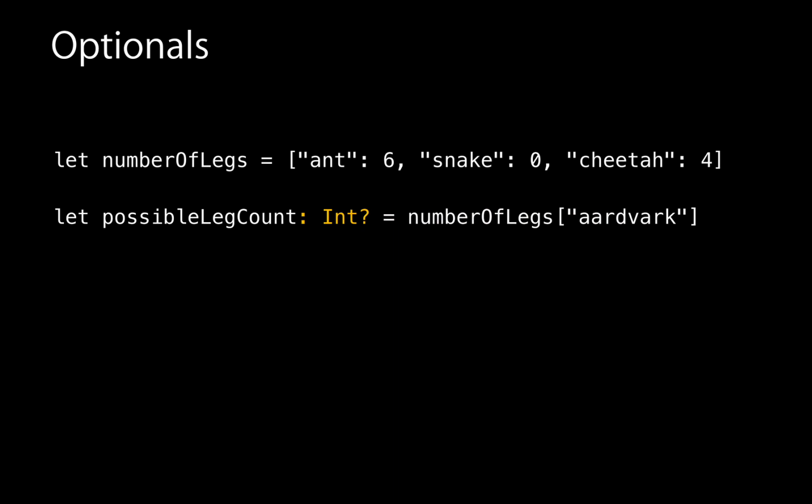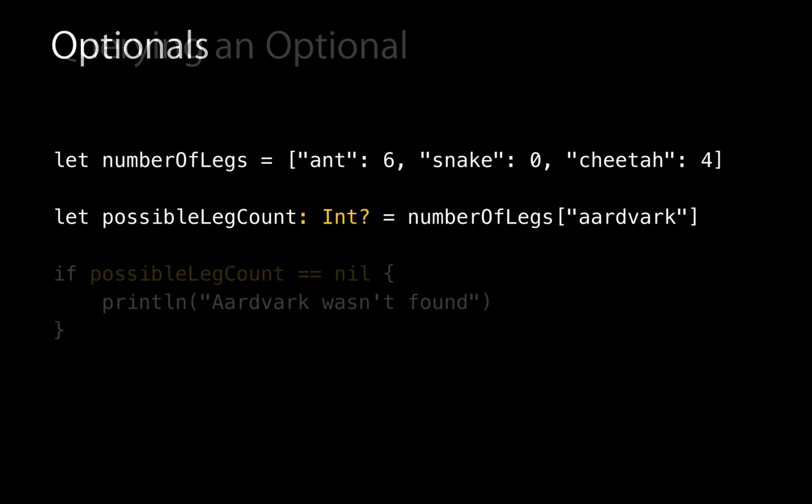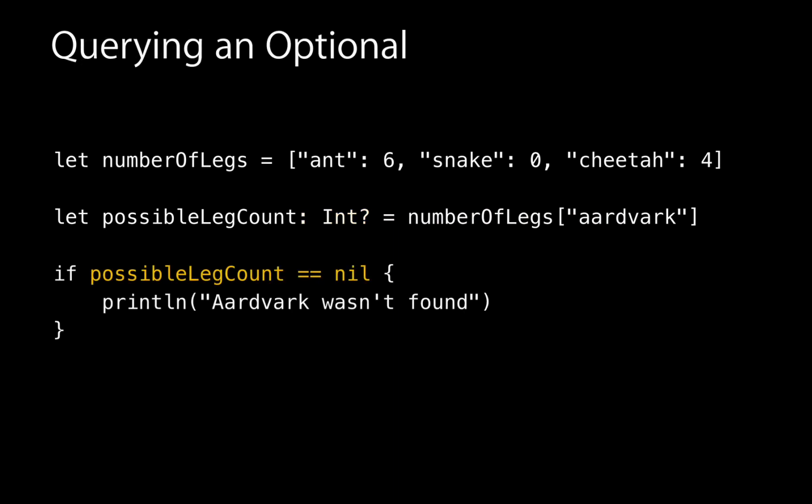So what does nothing at all mean? Well, nothing in Swift is represented by nil. It's very different to Objective-C nil. It means nothing. It means no value at all in some optional value. So we can test to see if this possible leg count is nil, to see whether the animal was found. And if it is nil, then the animal was not found. What if it had been found?